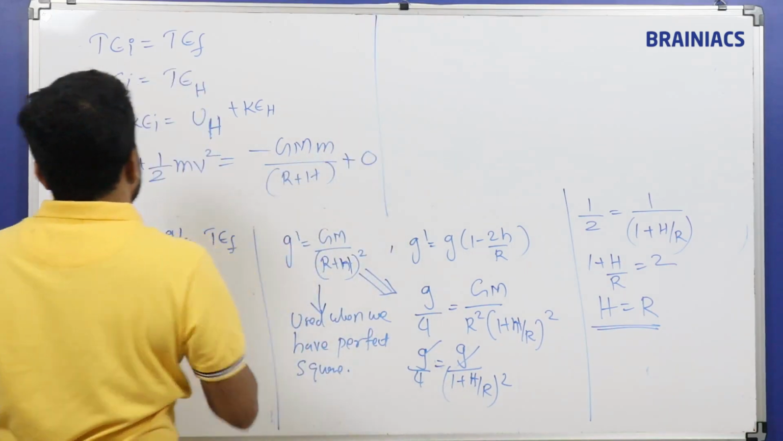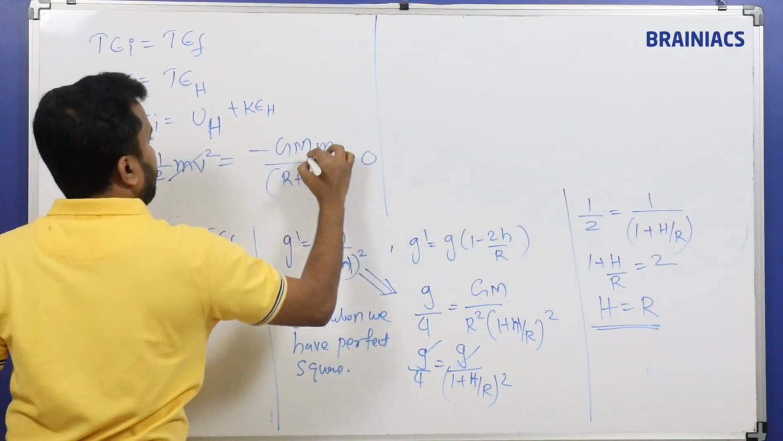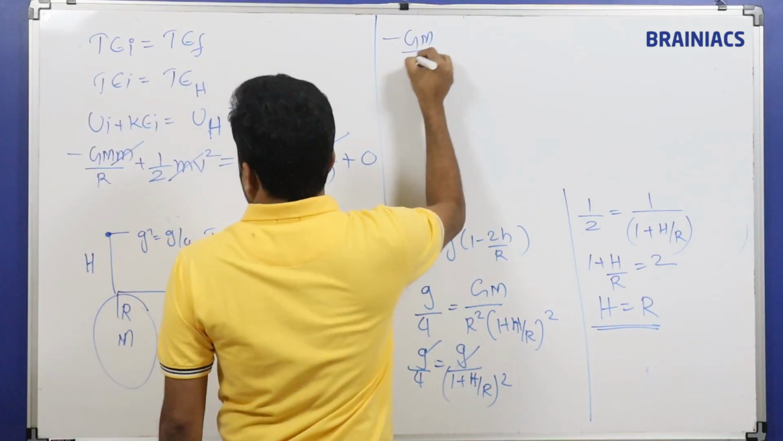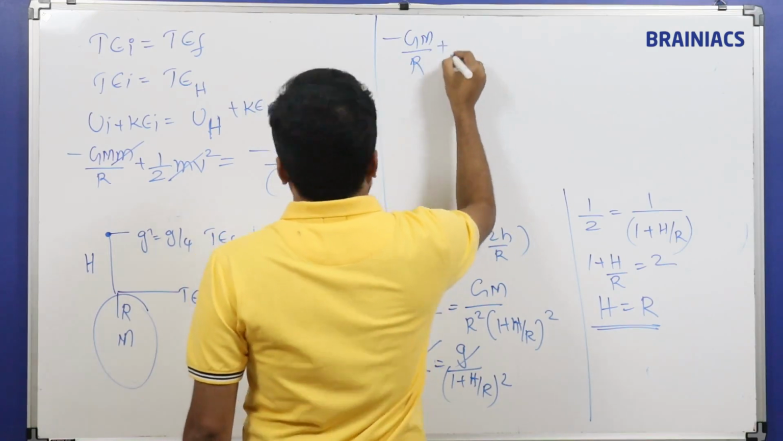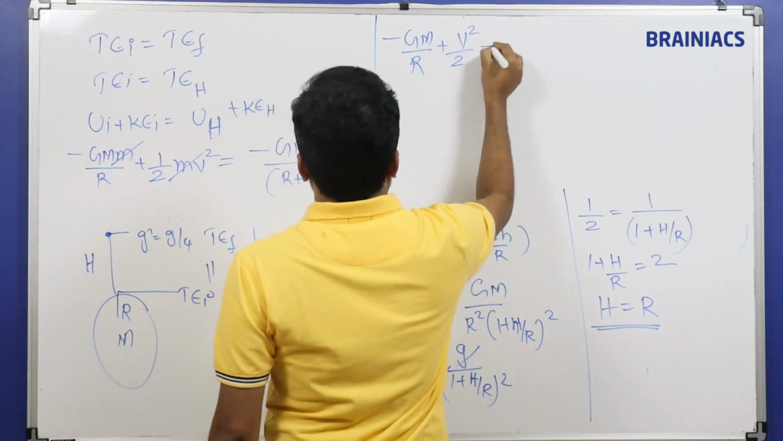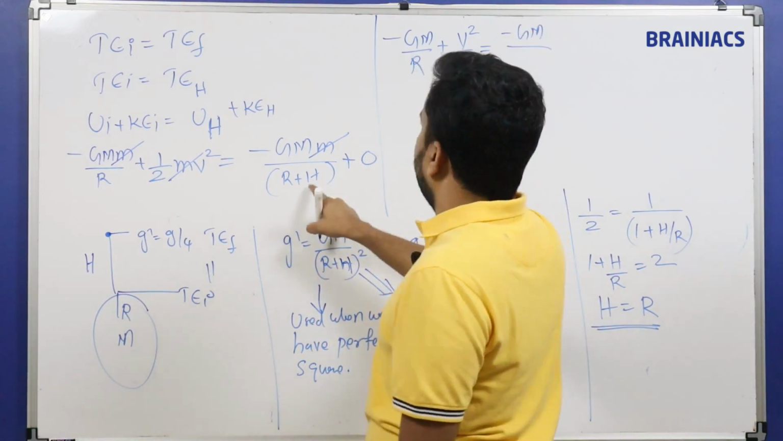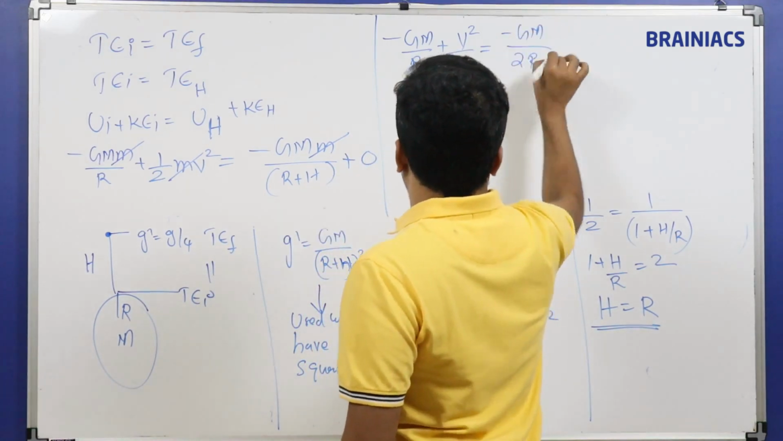So we'll solve this one. Small m everywhere gets cancelled. So we'll simplify. Minus G M divided by r plus v square by 2 is equal to minus G M divided by r plus h, where h is equal to r, so it becomes 2r.